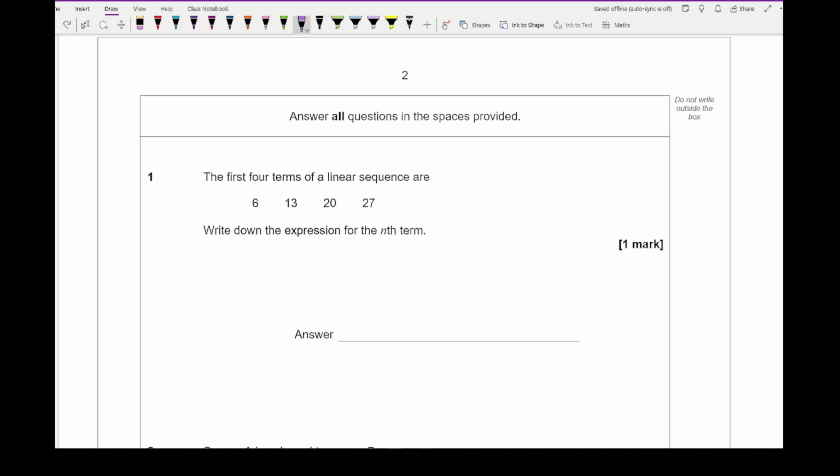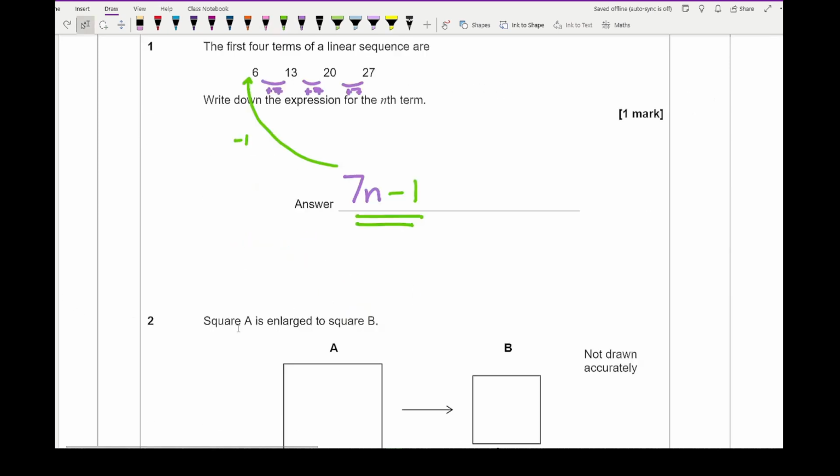So for this, to work out the nth term, all we need to do first is work out the difference between each consecutive term. So here it's going to be plus 7. That means that if plus 7 is the difference, then 7n is going to be in the formula. And then to find the number that we add, we ask what we need to go from 7 to 6, the first term. We need to subtract 1. So the nth term is going to be 7n minus 1.